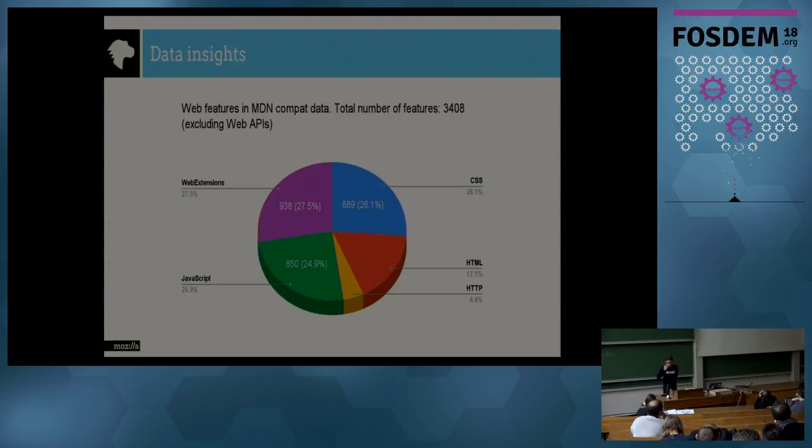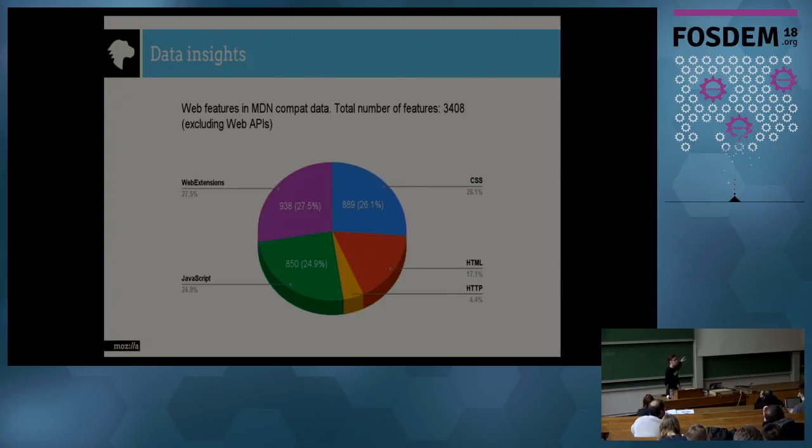So now that you hopefully feel a bit inspired by what you could do with this data set, let's have a look at what's in the data. For now, we've still not completely finished the migration from this static table into the data store. We're about 45% done. But right now, what we have is a mixture of CSS, HTML, HTTP, JavaScript, and web extensions Compat data in there.